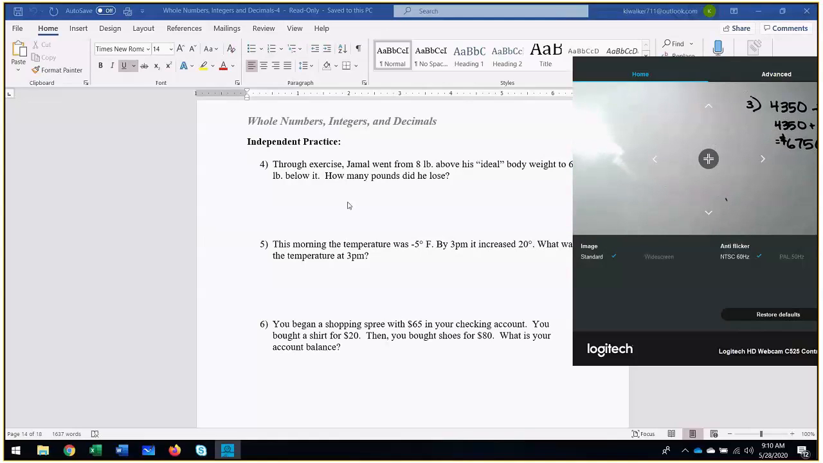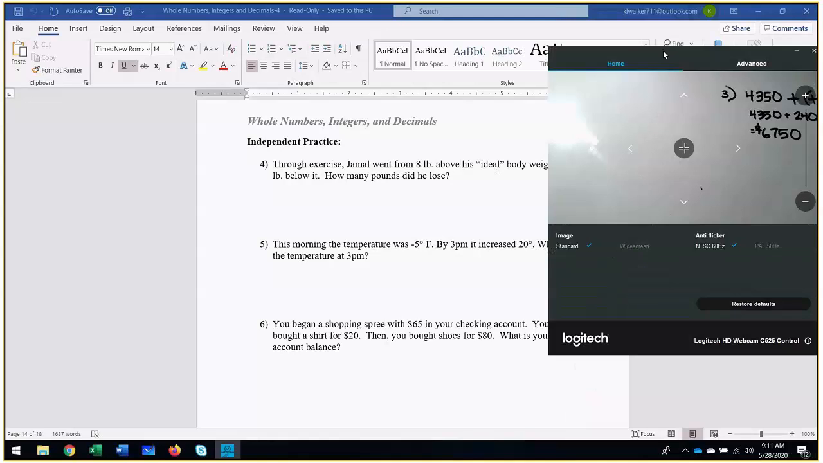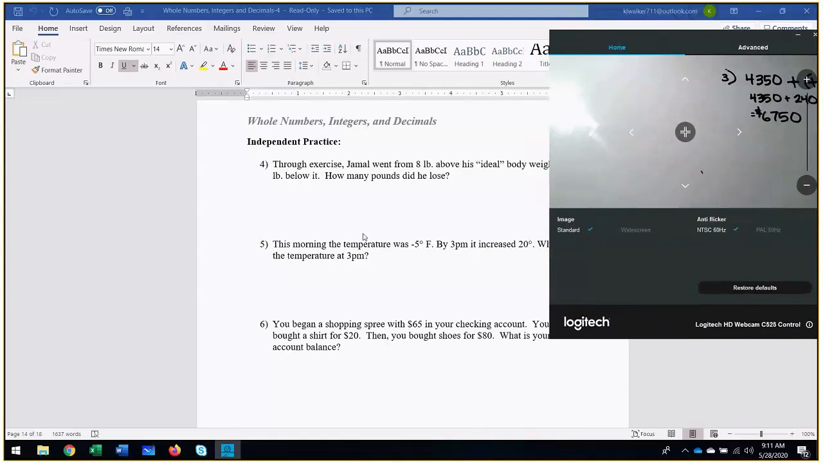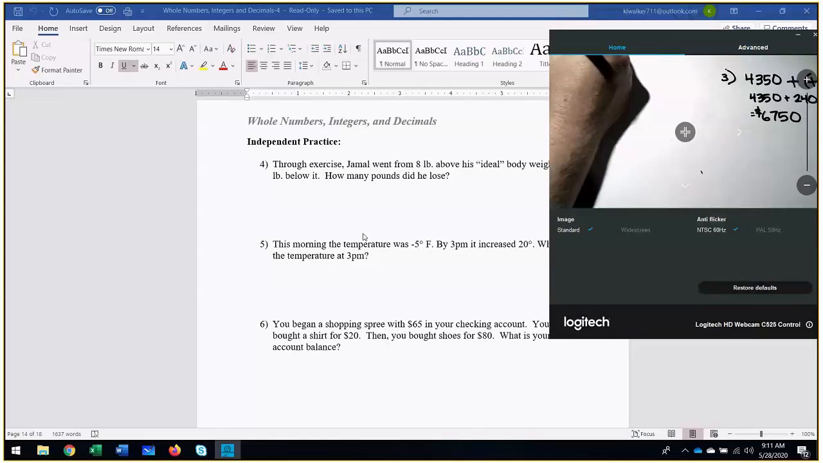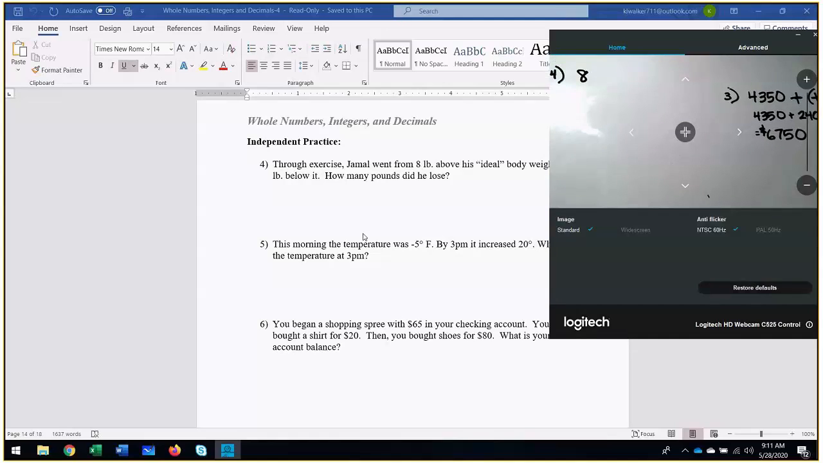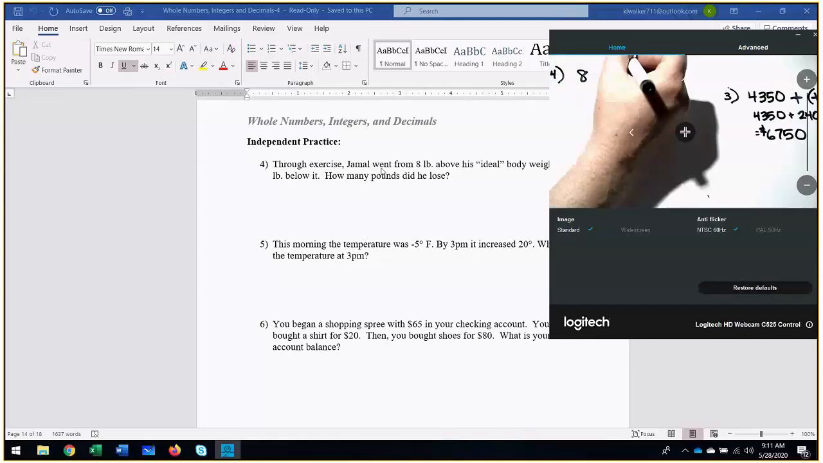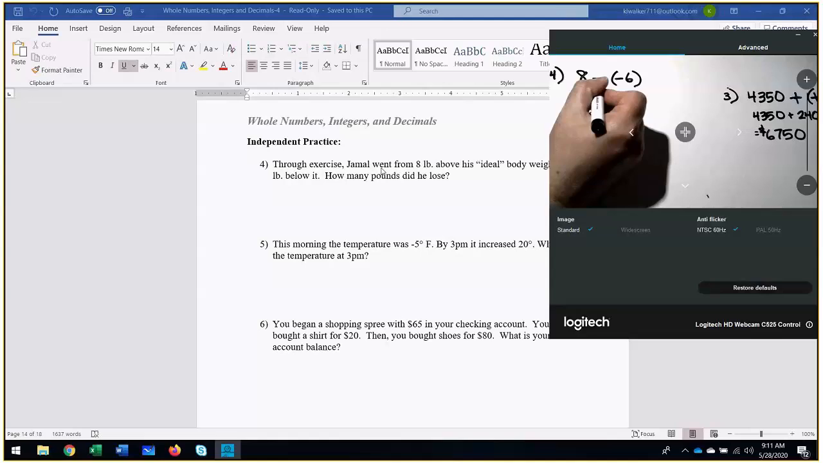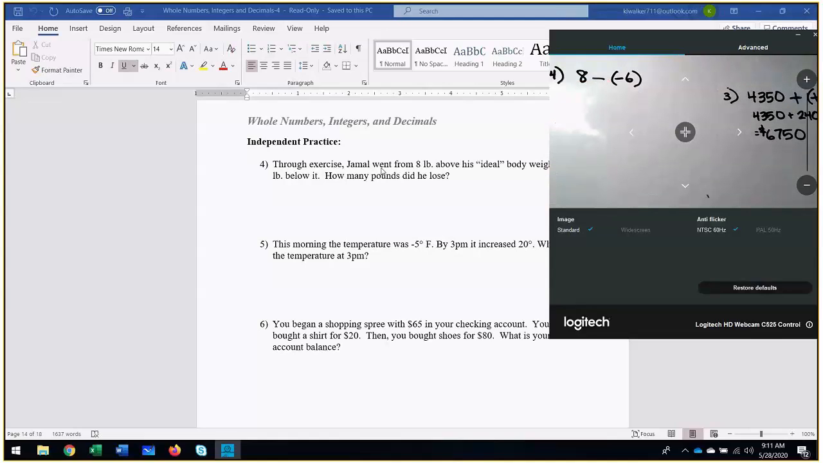All right, so we'll do number 4. Through exercise, Jamal went from 8 pounds above his ideal weight to 6 pounds below it. How many pounds did he lose? So he started 8 pounds above, so we'll make that positive 8, and ended 6 pounds below. So below will represent that with a negative. How many pounds did he lose? So he lost that much.